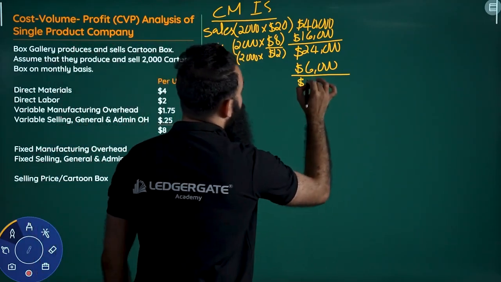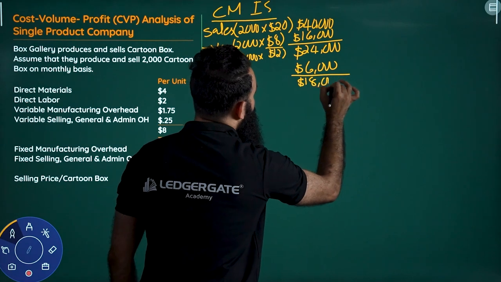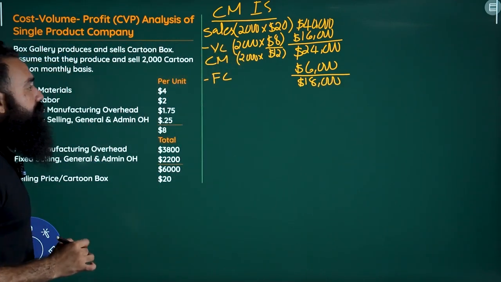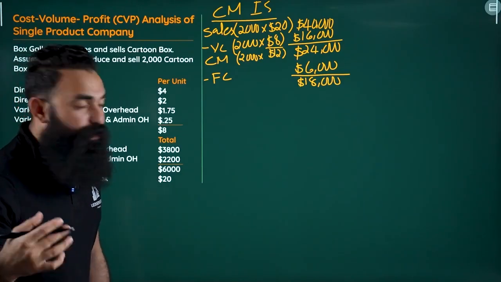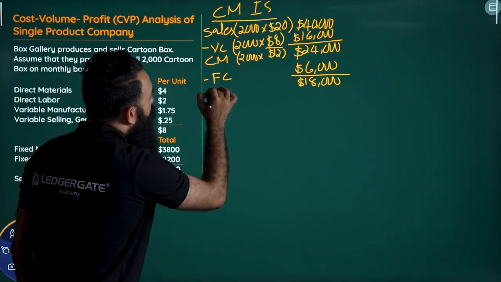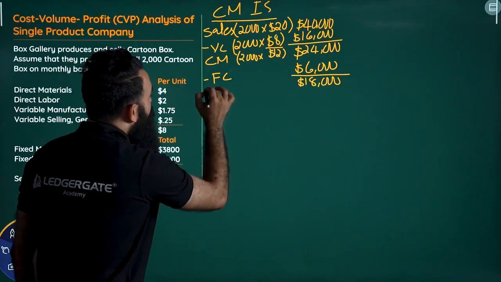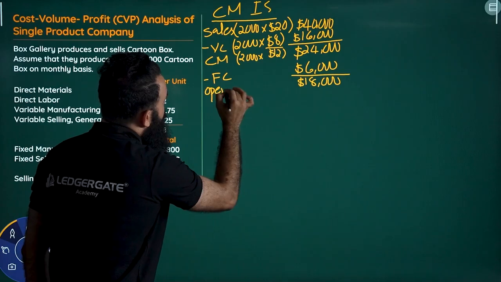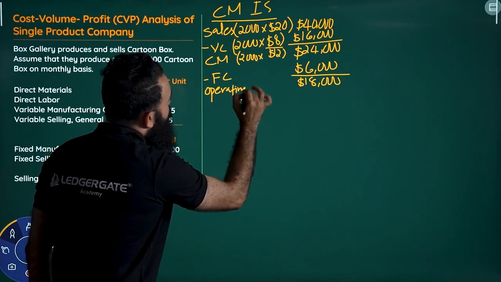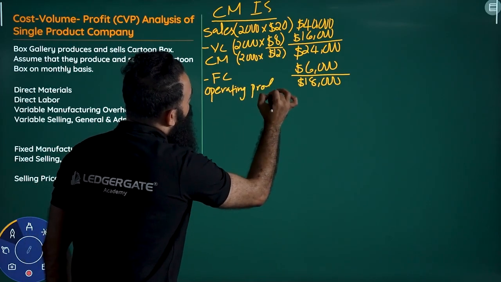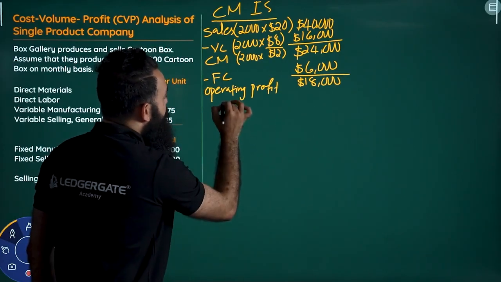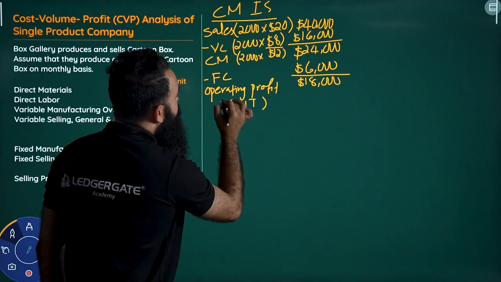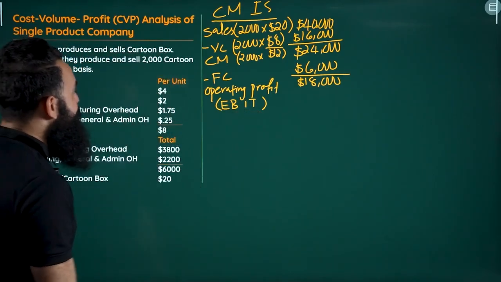So 24,000 minus 6,000 is equal to $18,000. What we call this is profit. What profit? We call it operating profit, or operating income. Otherwise, we call it earnings before interest and tax.